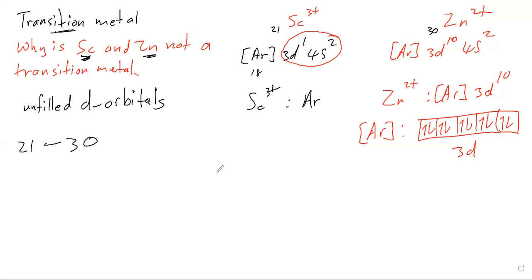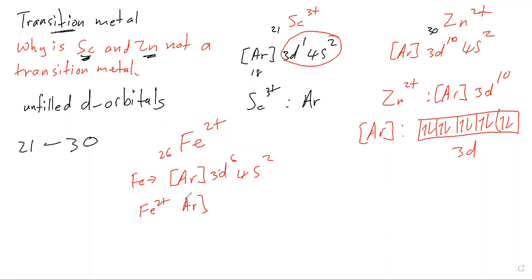Let's compare it quickly to Fe2 plus. Iron is 26. Quickly, what is the electronic configuration for iron? Its atomic number is 26. Argon, 4s2, and for 3d, how many? Six. 3d6. So what would be Fe2 plus now? Ar 3d6. Remember, we take away electrons from the 4s orbital first.